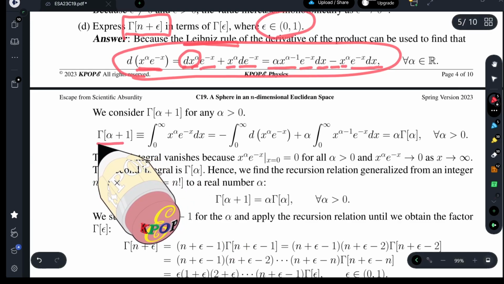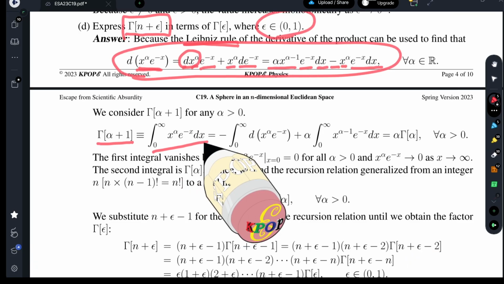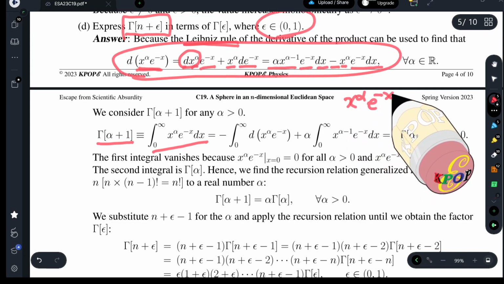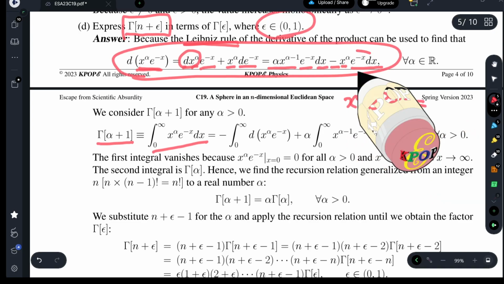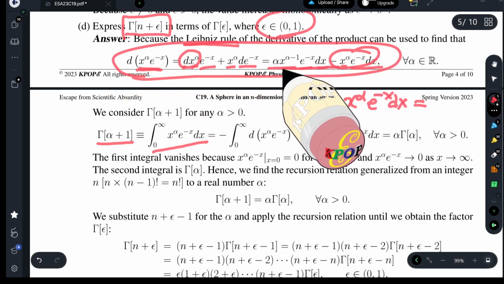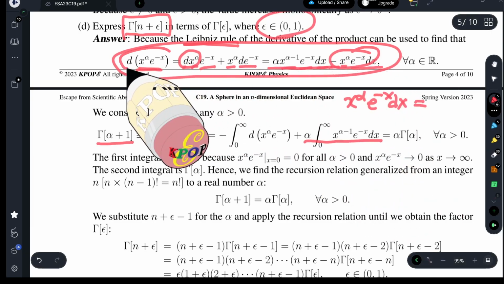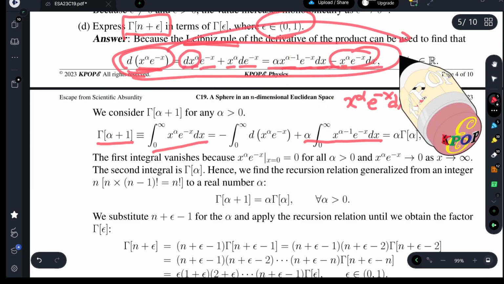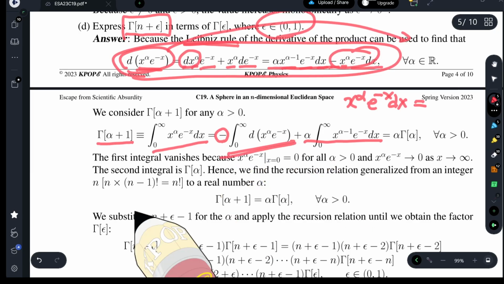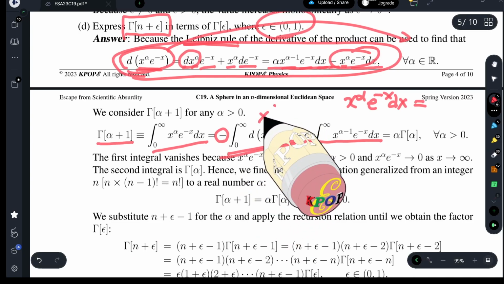Gamma of alpha plus 1 is by definition written in this form, and we know this is the integral of x^alpha e^(-x) dx. This one can be moved to the left and rearranged. This integral, and then this one should be moved to the right to have a negative sign on it. This is a total derivative, so the integral is trivial.